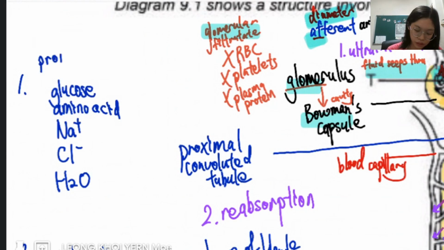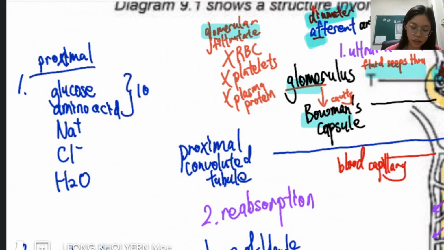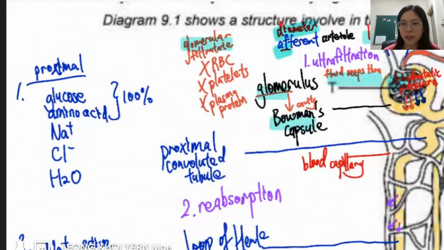in your proximal convoluted tubule, at the proximal convoluted tubule right here. So here are the five things during the reabsorption. Glucose and amino acid are 100% absorbed, completely absorbed, because you need glucose and you need amino acid for synthesis of protein and so on. That's the reason why they are 100% absorbed into your blood capillary.